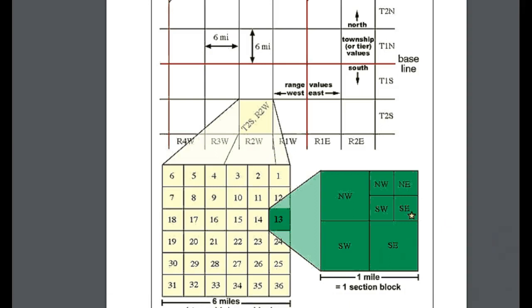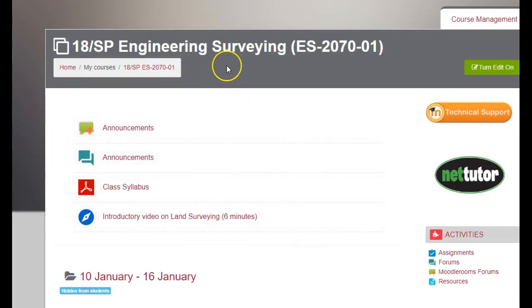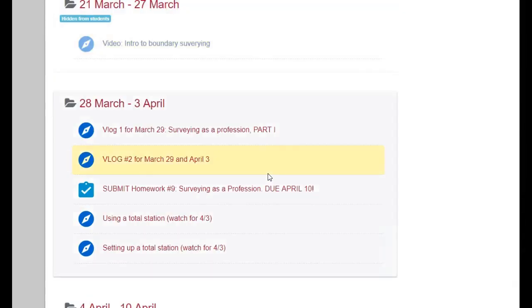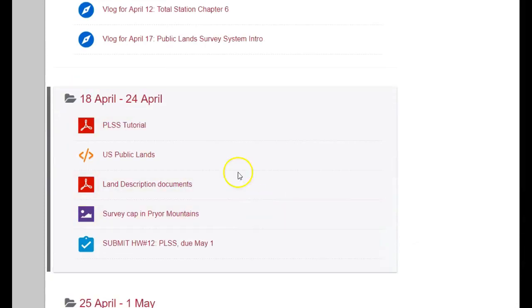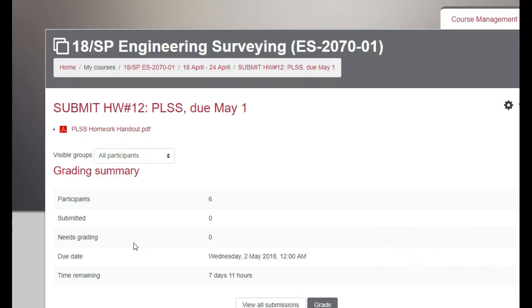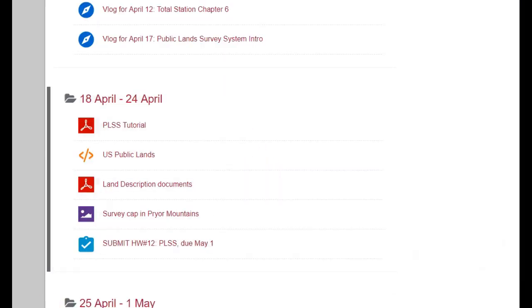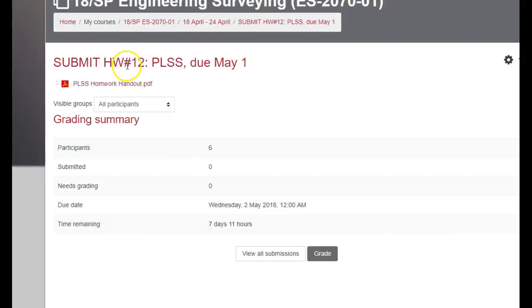So let me see if I can find your homework really quick. All right, so here on our Moodle page, this is for engineering surveying, but I'll show it to you on practical surveying in just a moment. When we come down to all of this information on the public land survey system, you'll see that for the week of April 18th to April 24th, we have the PLSS tutorial, which I've talked about today, the U.S. Public Lands document, the land description document, the survey cap in the prior mountains, and the Chapter 12 homework. All right, so when you hit submit Chapter 12, submit homework number 12 PLSS due May 1st, here is the document that is the homework.